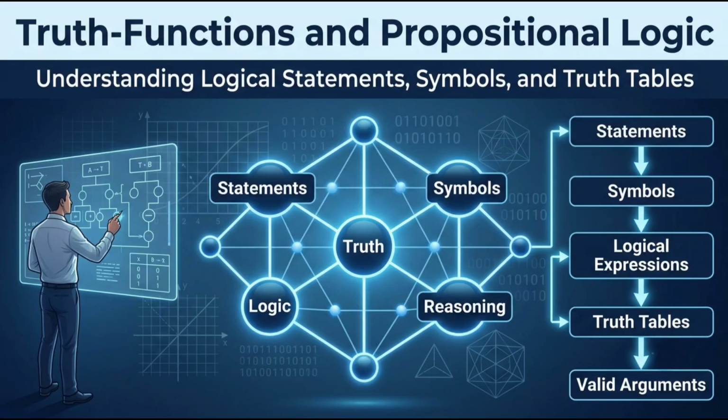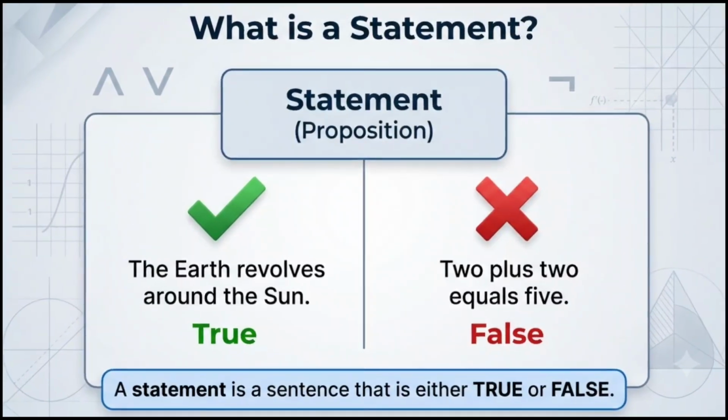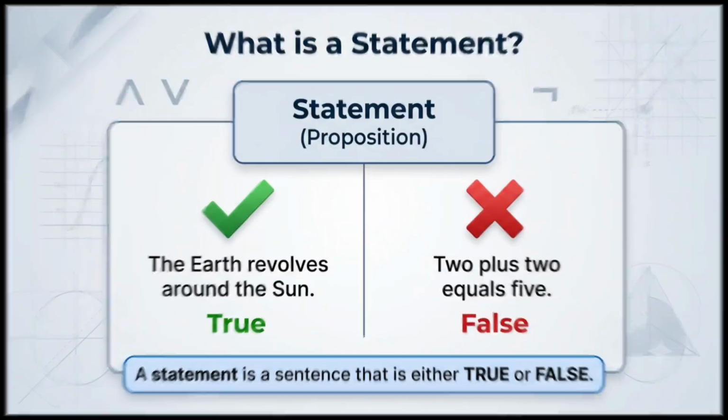Let's begin with the basic building block of logic, the statement. A statement, also called a proposition, is a sentence that is either true or false. It cannot be both, and it cannot be neither. For example, the earth revolves around the sun is true, while 2 plus 2 equals 5 is false. Since every logical argument is built from statements, understanding them is the first step in learning logic.